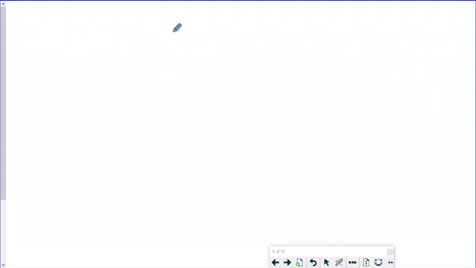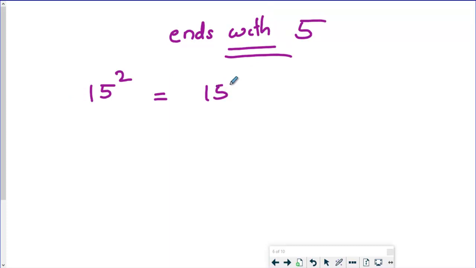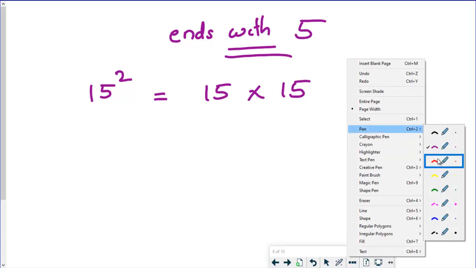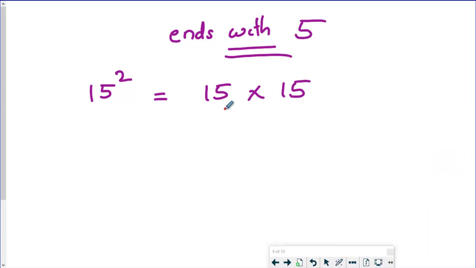Now if a number ends with a 5, for example, if you are taking 15 square, we know that is 15 into 15. Now, for finding the square of this number, first you have to multiply 5 into 5. 5 into 5, we can write 25. After that, the tens place digit, that is one digit, you have to take. From this number you have to add 1. Then you have to multiply with this number. That is 1 plus 1, 2. 2 into 1, that is equal to 2.